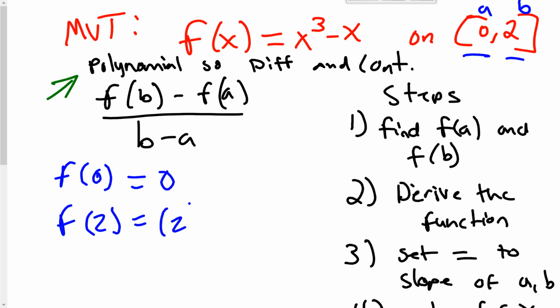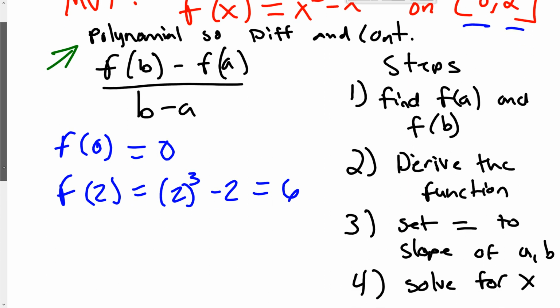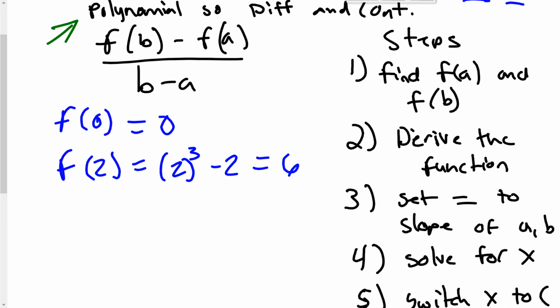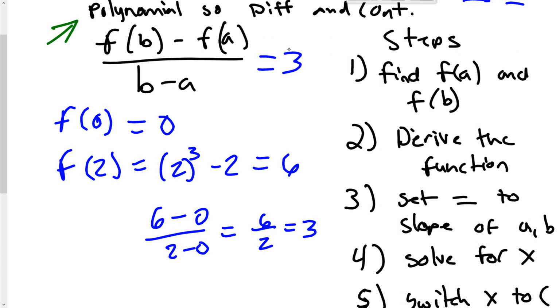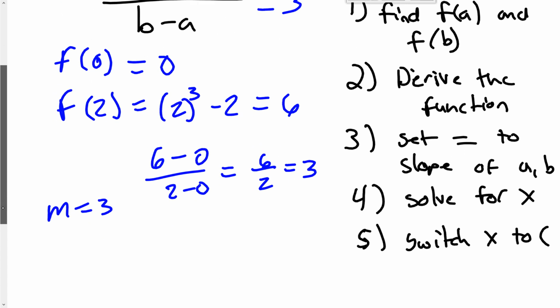So I plug that in: 2 cubed minus 2. That's just 6. So I get 0 and 6, and then I take the difference of those. So 6 minus 0, divided by, to find the slope, 2 minus 0. So that is 6 over 2, which is 3. So the slope equals 3, or you can just say m equals 3. Okay, and now I'm going to take the derivative of my function.